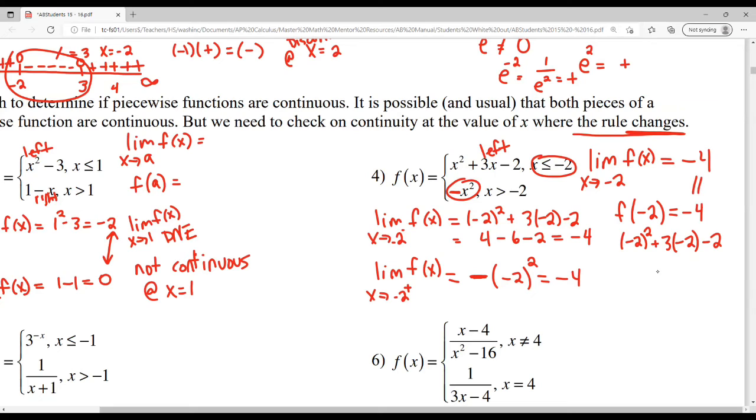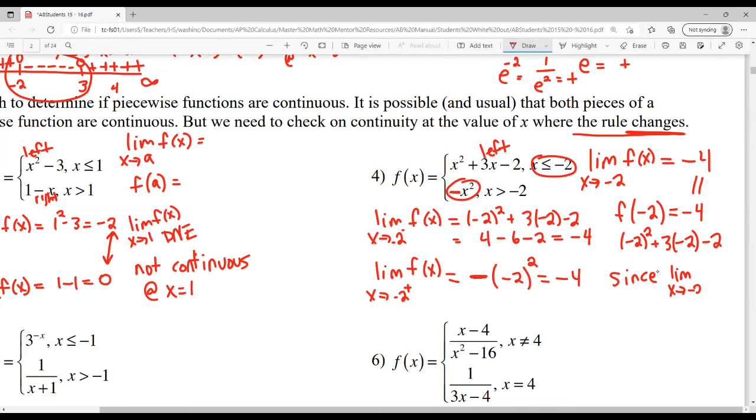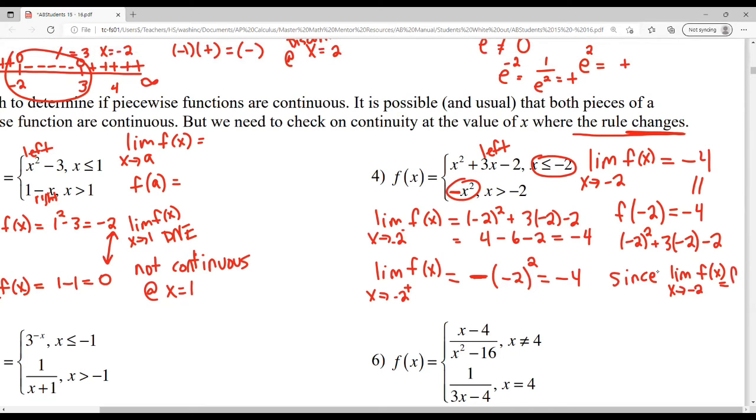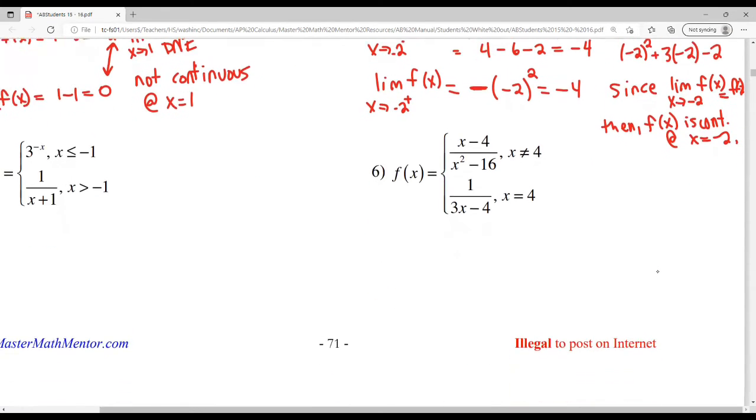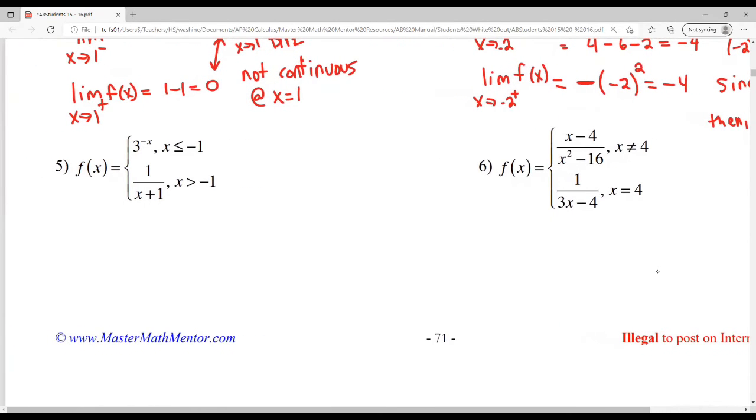And since these two are equal, the limit and f of negative 2 are equal, we were to put this in words. We talked about explaining our work with our free response questions. Since the limit as x approaches negative 2 of f of x equals f of negative 2, I know I ran out of room there, but that's the idea, then f of x is continuous at x equals negative 2. All righty, you can do 5 and 6 right quick.